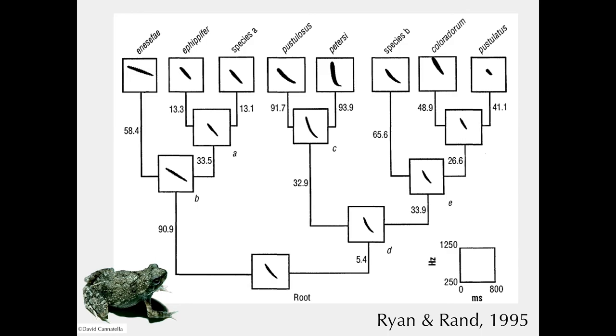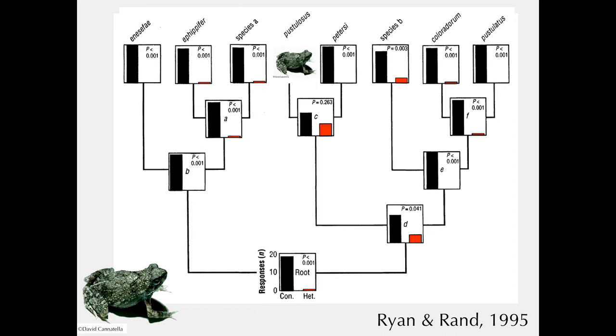What else can you do with it? You can do ancestral state reconstruction. Here we have a case that shows how frogs call. We can reconstruct that down the tree and figure out what this long-extinct frog sounded like, and then play it back to current frogs. Ryan Rand did this and found that the frog up there would respond to its ancestor.